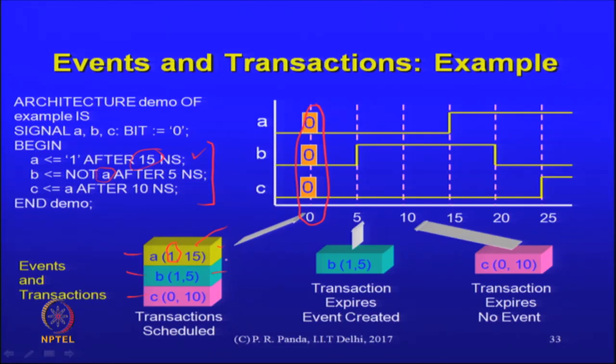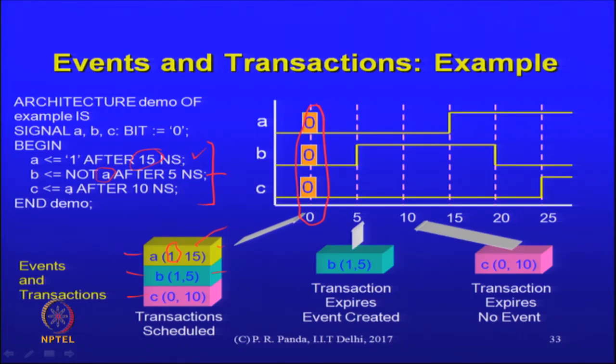B 1 5 is a transaction corresponding to that statement being executed at time 0. Does that make sense? A value of 1 being scheduled on to B after 5 nanoseconds based on what that statement is. Why is the value 1 being scheduled? Because A is 0. Currently A is 0, right. The new value has not yet appeared, of course, on A. So, it takes the current value whatever is there. That current value is, remember, a new value, because at time 0 everything is new. Not of 0 is 1. So, 1 is scheduled on to B after 5 nanoseconds.